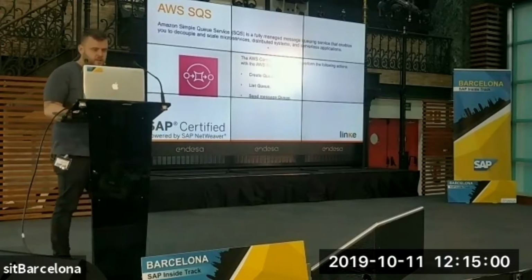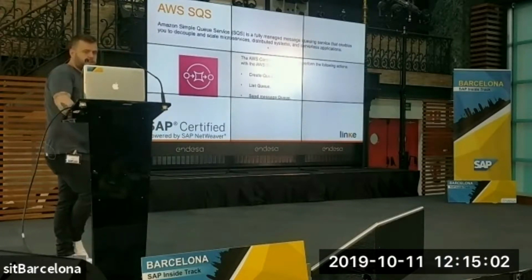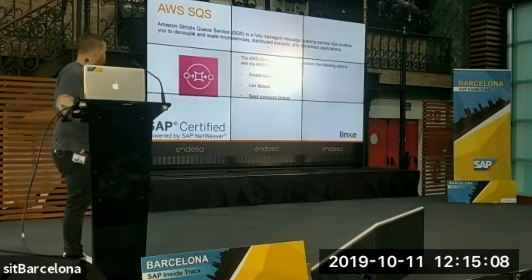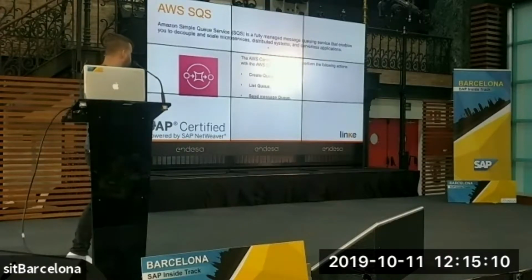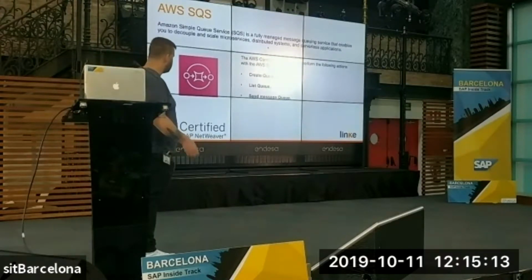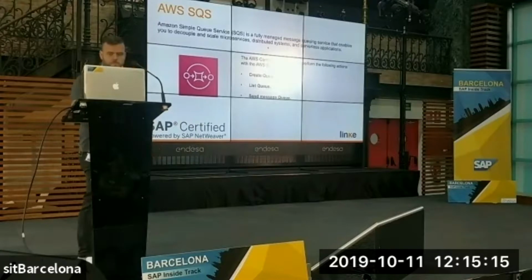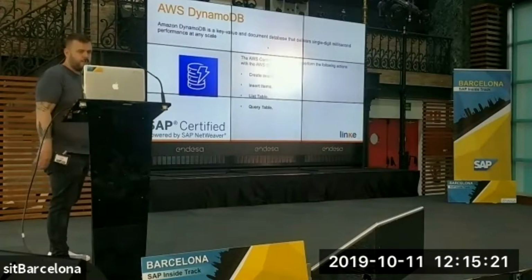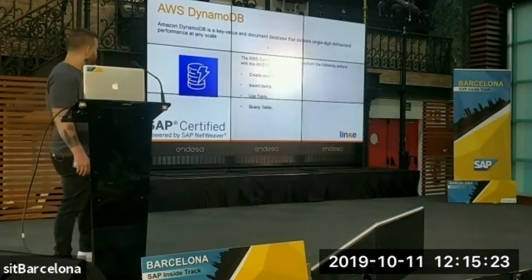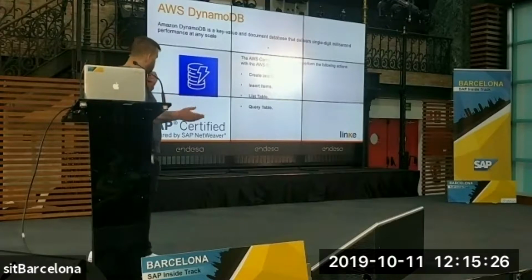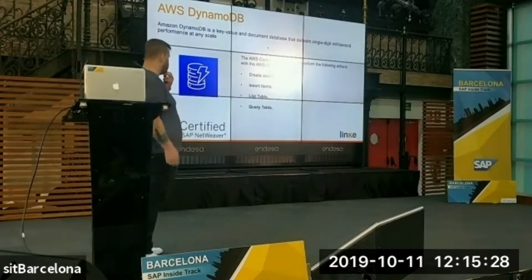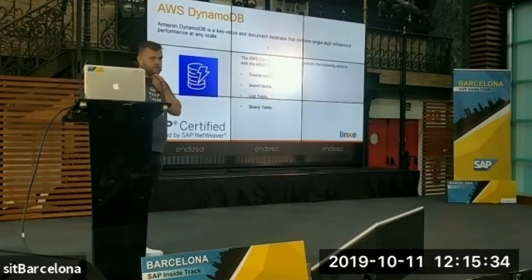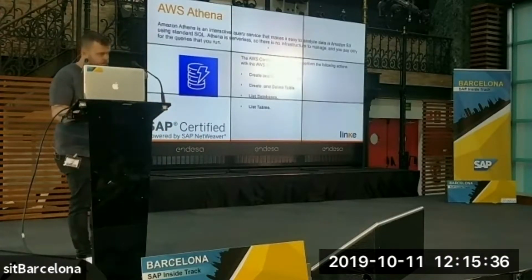SQS is a fully managed message queuing service that enables you to develop and scale microservices. With the AWS Connector, you can create a queue, list a queue, and send a message to the queue. DynamoDB is a key-value and document database in AWS. With the connector, you can create and delete tables, insert items in the table, list the tables, and query these tables.